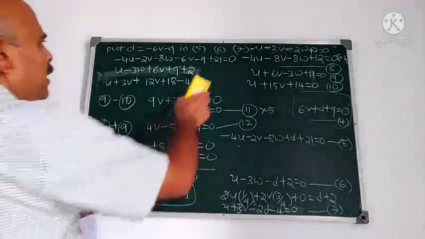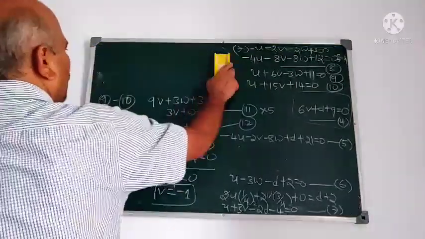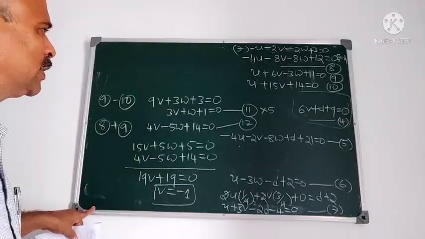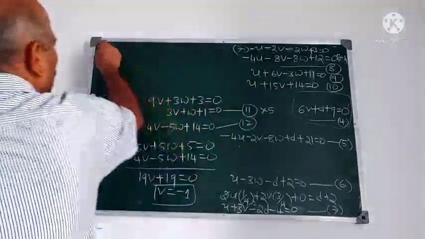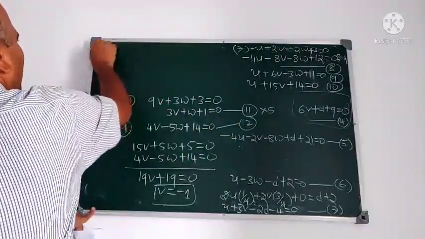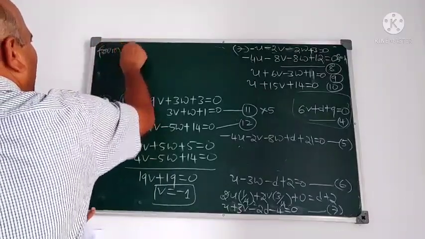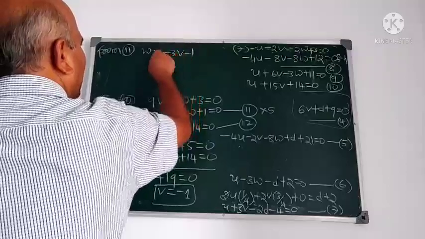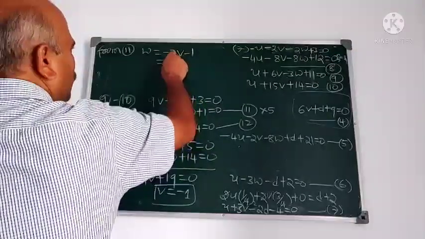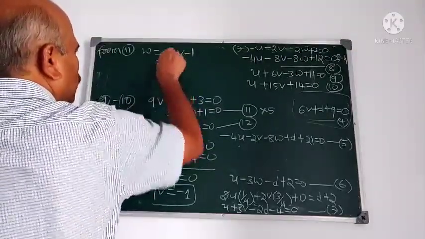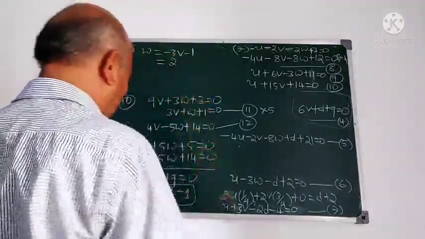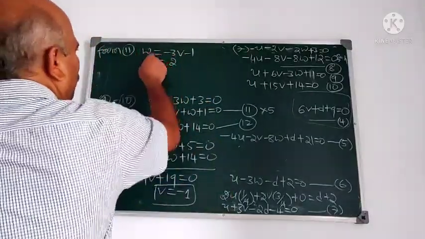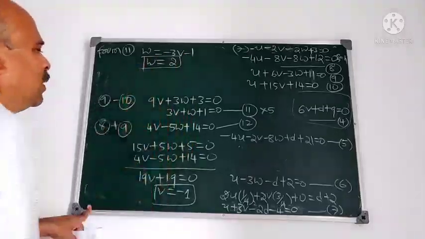Now you have to find out w from these two. One of the equations, I choose 11. From 11, w is minus 3v minus 1. Therefore, it is plus 3 minus 1, so w is 2. Yes, it is 2.